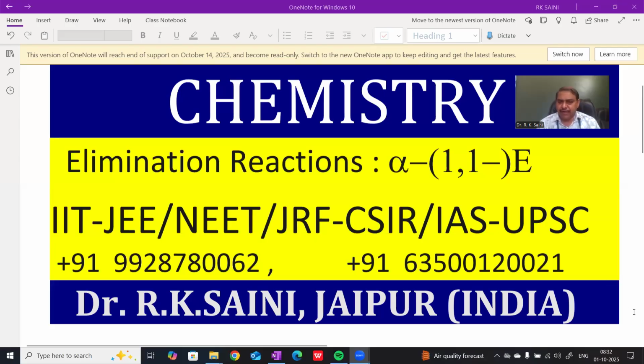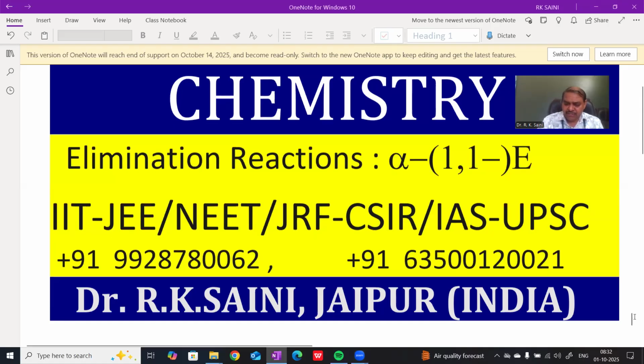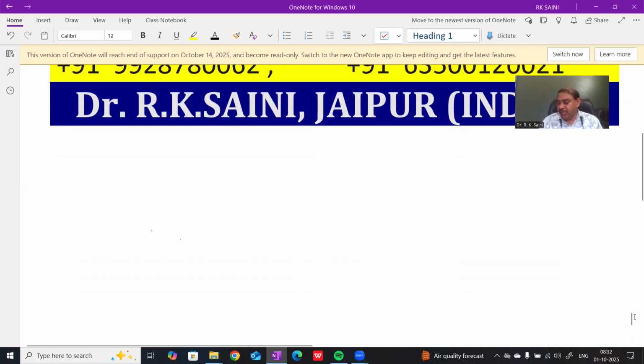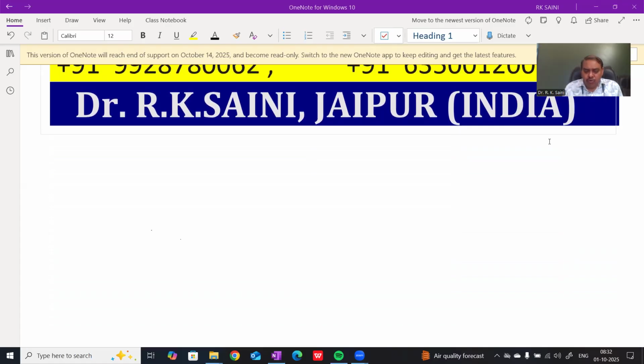I am Dr. RK Seni, and today I am going to discuss elimination reactions. It is the topic of reaction mechanism under GOC, and particularly I am going to discuss alpha elimination or 1-1 elimination. First, some brief introduction about elimination reactions. Elimination reactions are those reactions in which a molecule or group or atoms are removed from the substrate.